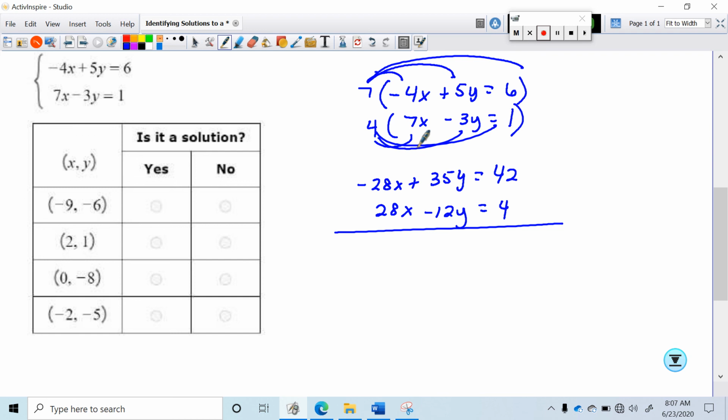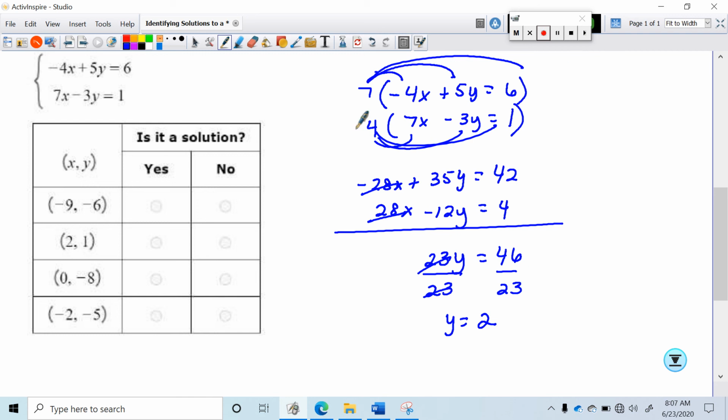Now I'm going to add columns together. So opposites cancel. 28 take away 28 is 0. So there's no more x's. For my y's, 35 minus 12 is 23, equals 42 plus 4 is 46. I'm going to divide both sides by 23. So y equals 46 divided by 23, which is 2.